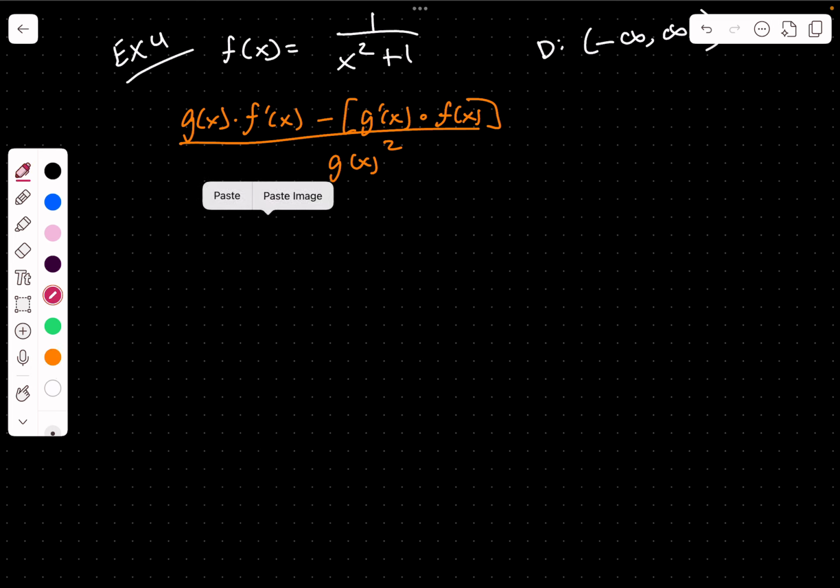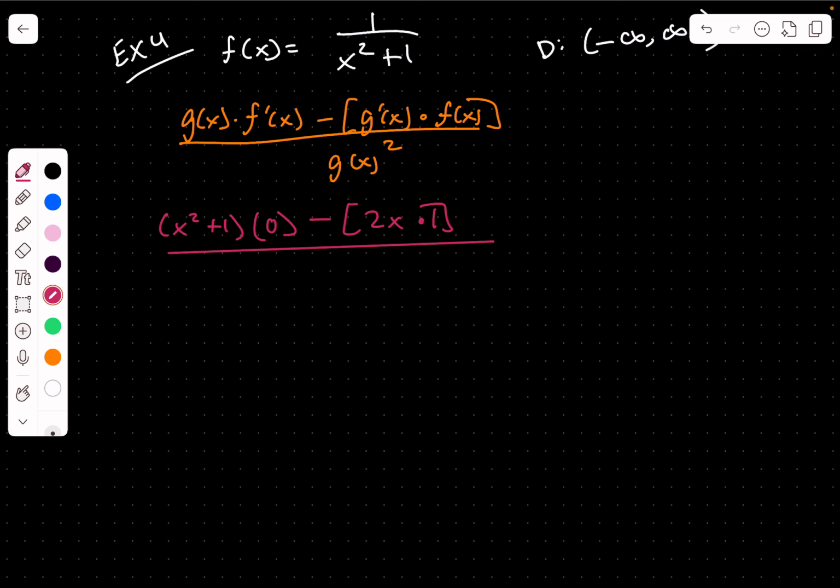So we're going to get x squared plus 1 times the derivative of the top, which is literally just 0, minus the derivative of the bottom. The derivative of the bottom is 2x to the first power times f of x, which is literally 1. And I like to use these brackets so I can make sure that I am distributing that negative to everything inside, because sometimes you can get an expression inside those brackets and it's really important to distribute that negative sign. And then at the bottom we get what our denominator is, but we have to square the entire thing. So f prime of x equals this.